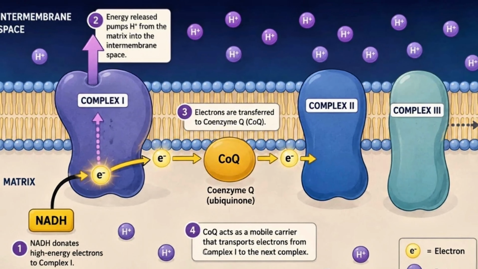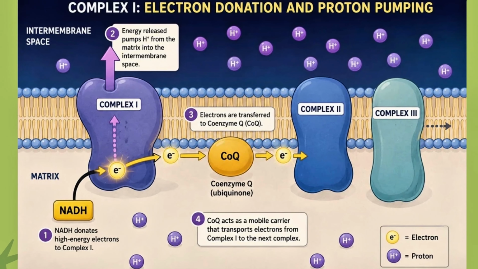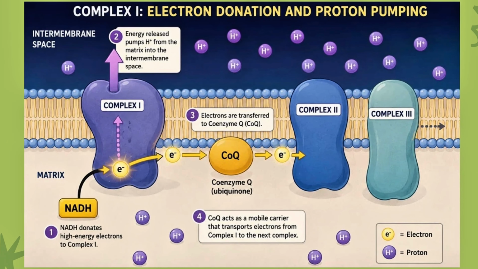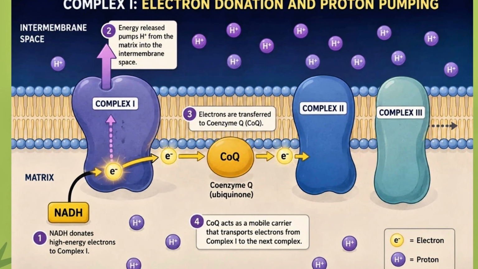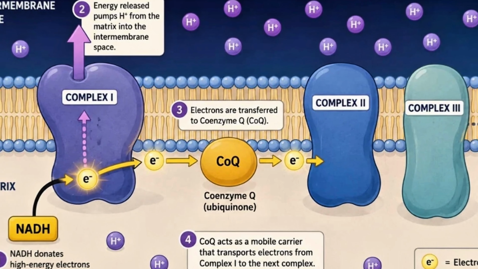First, NADH donates its electrons to complex 1. As the electrons move through the chain, energy is released. This energy is used to pump hydrogen ions, or H+ ions, from the mitochondrial matrix into the intermembrane space.